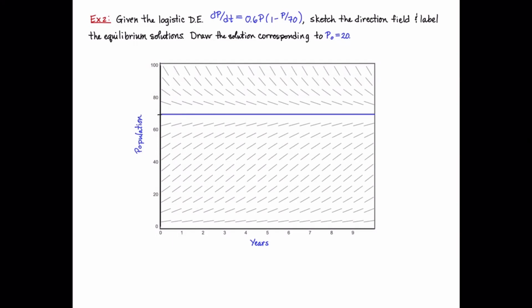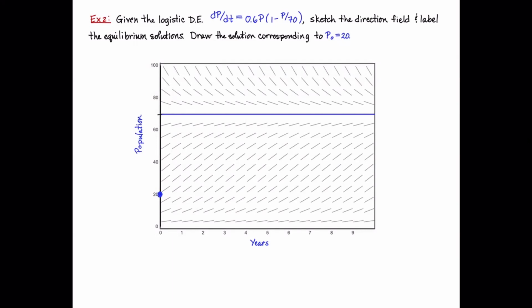And this is a very simplistic model, so you can kind of look at it and say, well, that's obvious. Why do I need all that information? But it does scale up very nicely, where you can have quite a few equilibrium solutions. And then it is nice to know how the population is changing based on where you are above or below those equilibrium solutions. So we want to draw the solution corresponding to p naught equal to 20. So that is when t is 0, our population is 20.